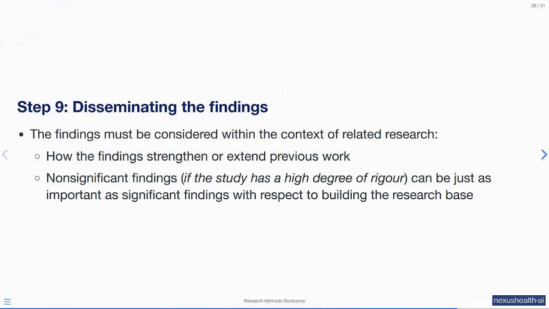The findings must be considered within the context of related research. And what does that mean? In discussing our findings, we need to discuss how the findings strengthen or extend previous work. Non-significant findings, if the study has a high degree of rigor, can be just as important as significant findings with respect to building the research base.